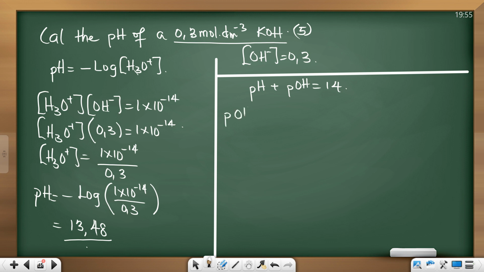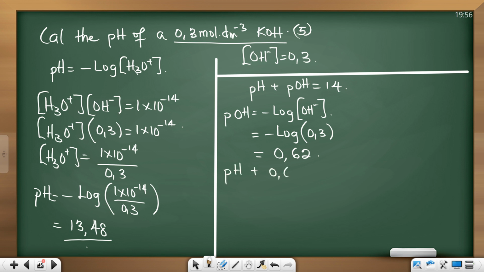What are you looking for? First is to find pOH, which is the negative log of your OH minus. Negative log of 0.3. What would this be? This will give you 0, something. H plus 0.62. Yep. 0.52. Now what? 4.8.